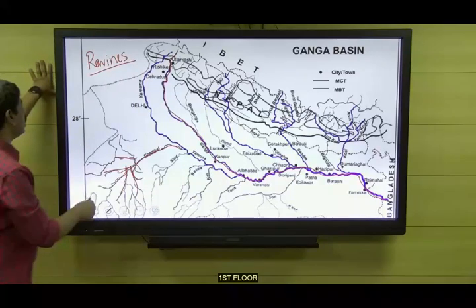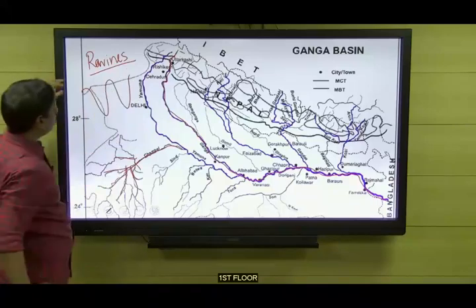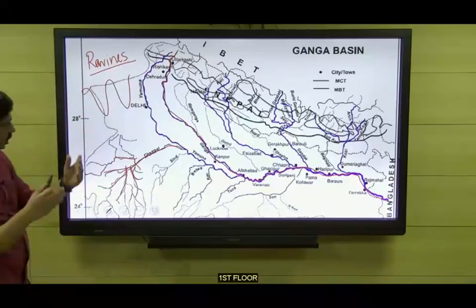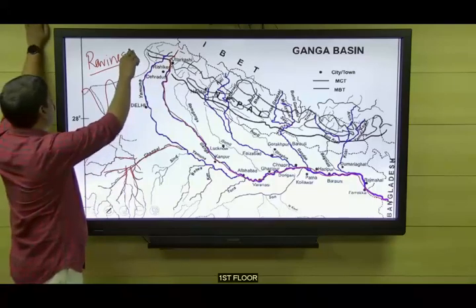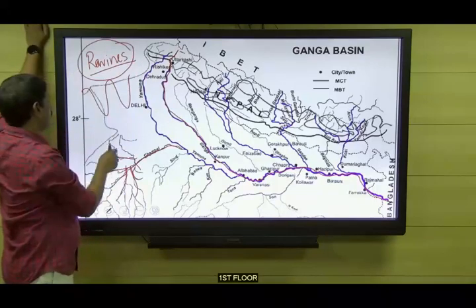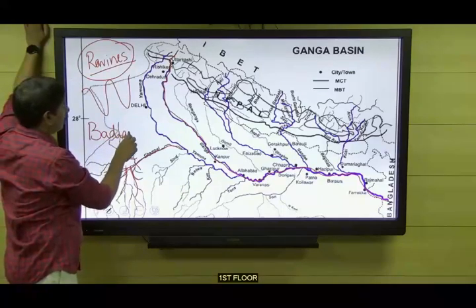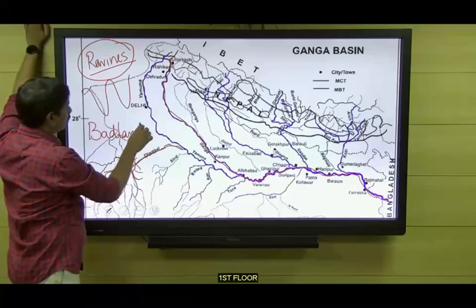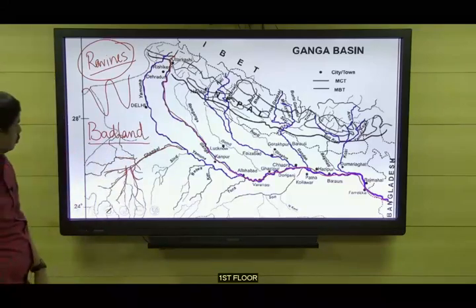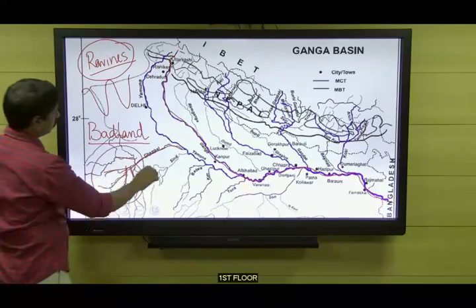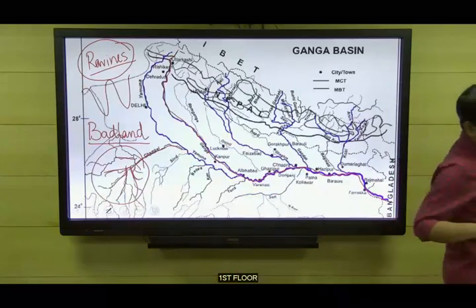Ravines means it will be steep. The land would be cut into very steep valleys here and there. So it is very difficult to cultivate. Chambal ravines is known as bad land topography. It is not easy to cultivate such land. The Chambal drained region is called Chambal ravines, bad land topography.